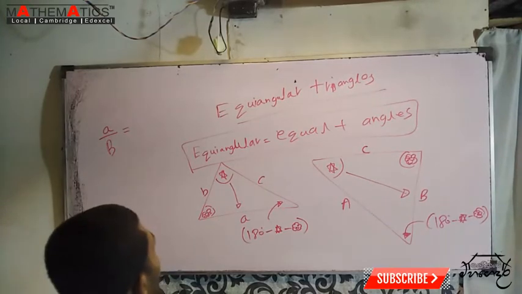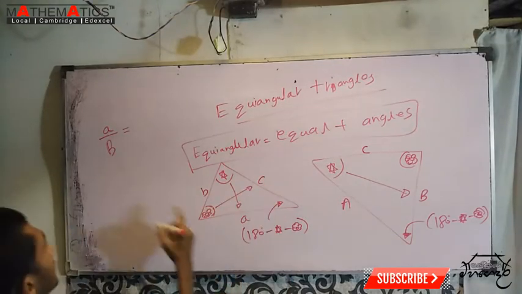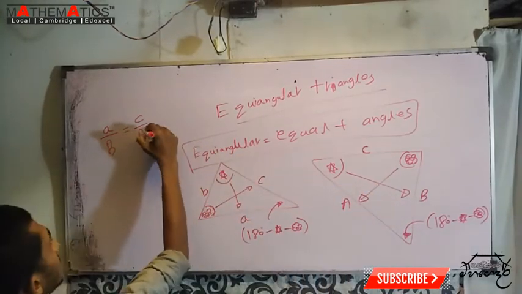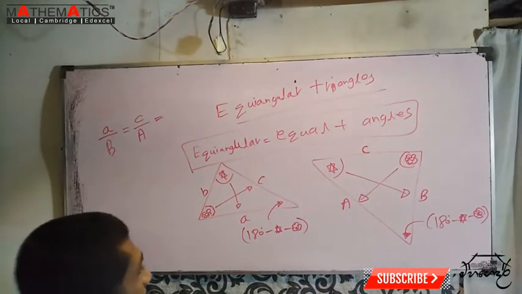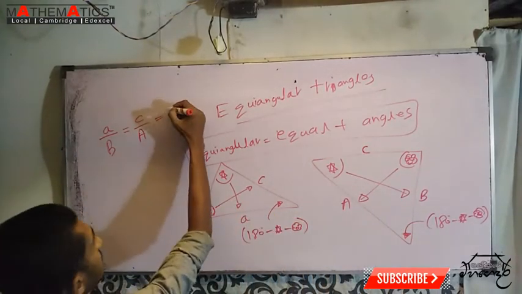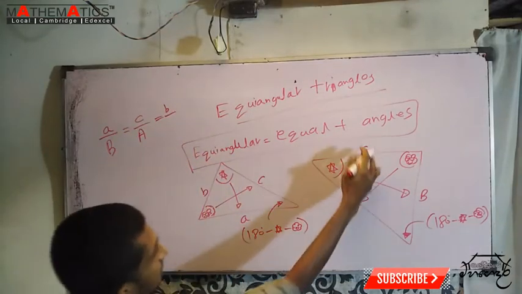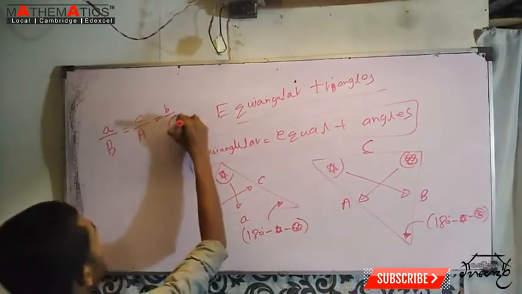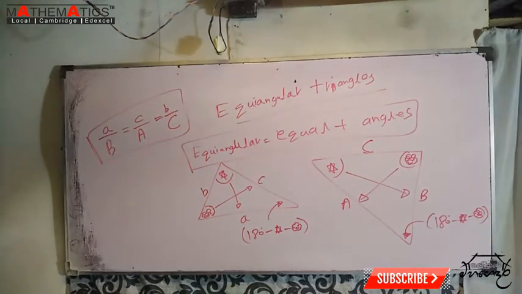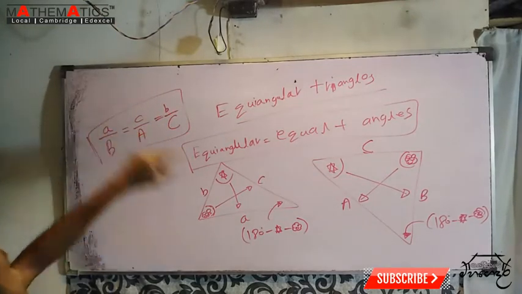Again, using that method, you can write the opposite side of this flower angle. It should be small b. What is the opposite side of this flower angle in the other triangle? It should be capital B. Again it is equal. What about the remaining angle? The opposite side of the remaining angle here should be small c, and here it should be capital C. This is the equiangular triangle method. Consider these ratios: all of these ratios are equal. This is the method we have to discuss.